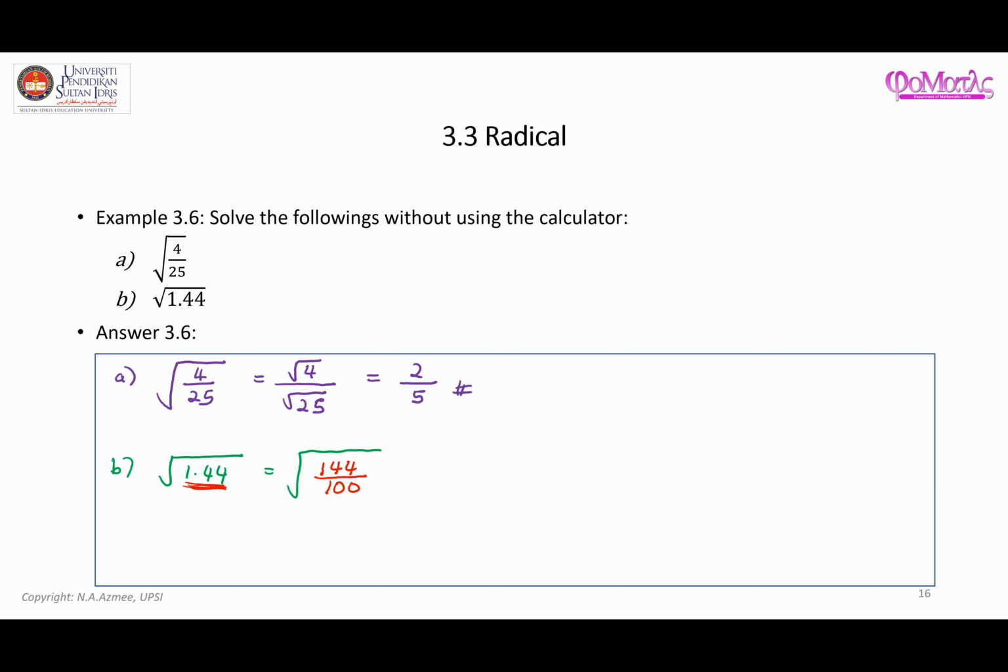And by doing that, I make it so much easier because then I can separate the terms here. We have the square root of 144 and the square root of 100. And this is just equal to 12, you know, 12 times 12 is 144. And over here is going to be 10, so 10 times 10 is 100. And you can simplify it further by having 6 over 5. Okay, so that is just two simple examples on how we can solve it without using the calculator.